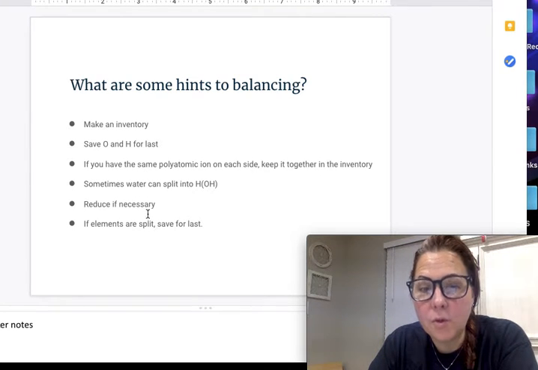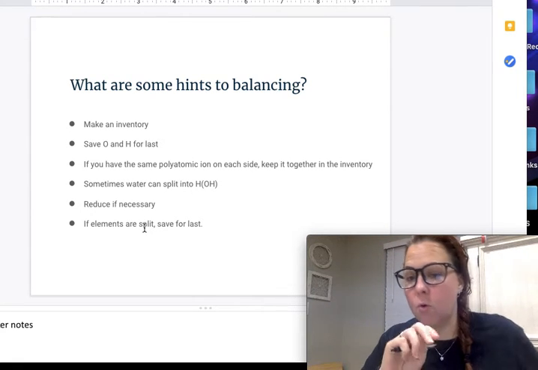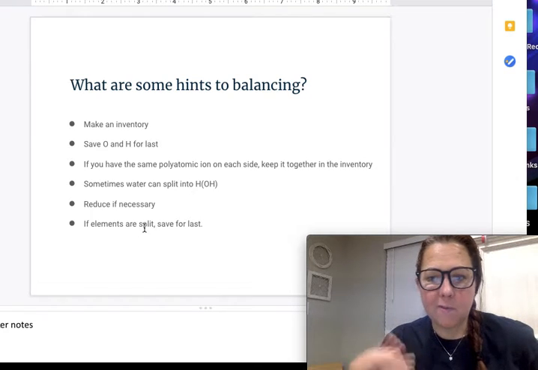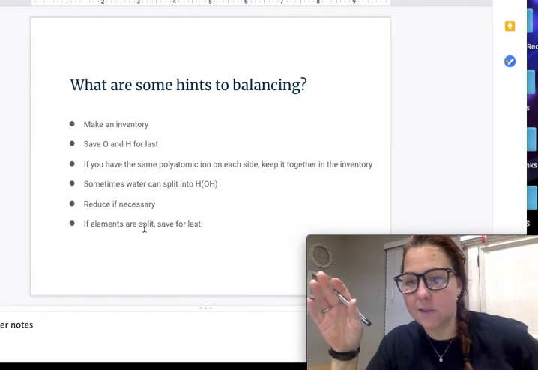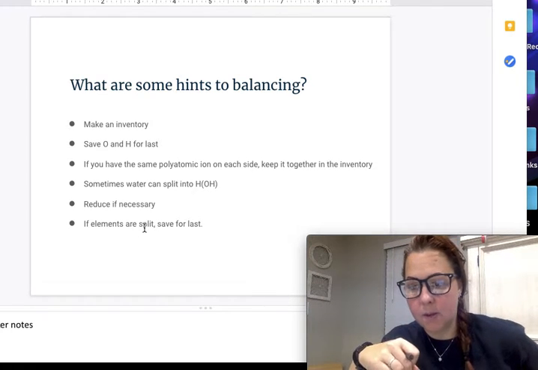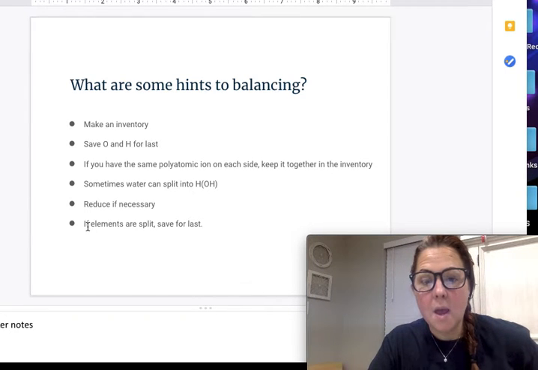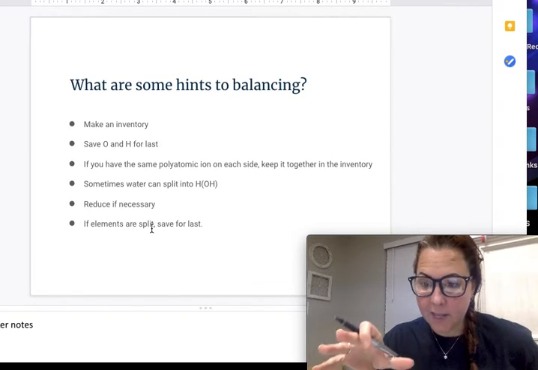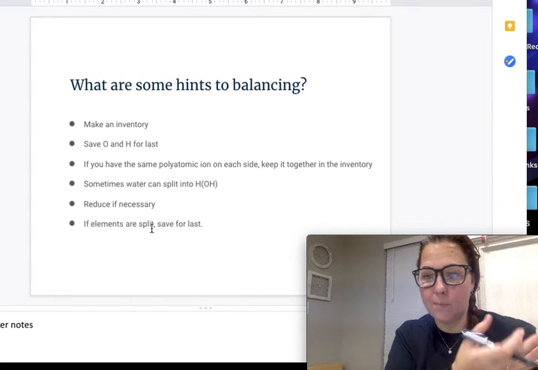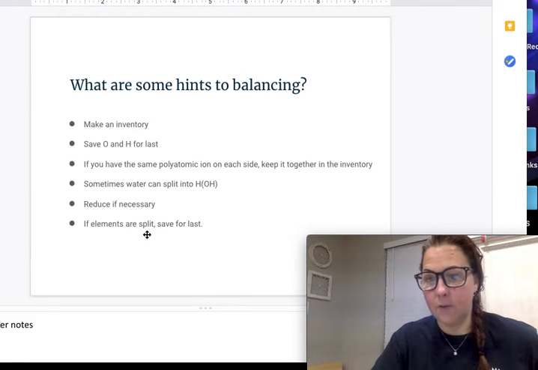And then with your coefficients, you have to reduce them down. So if you end up with a 2, a 4, a 4, and a 2 for your coefficients, you have to simplify it. If you end up with like a 3, a 6, a 6, and a 3, you have to simplify it. So if all of the numbers are divisible by the same number for your coefficient, you have to reduce it down. And then finally, if elements are split, you want to save those for last. Like if you have oxygen in one of the reactants and in the other reactant, you want to save that for last.